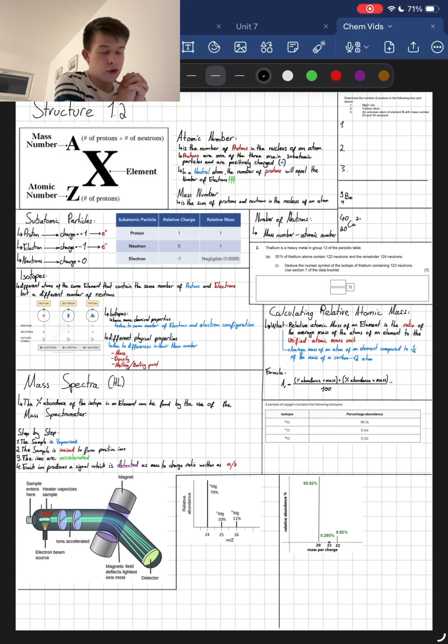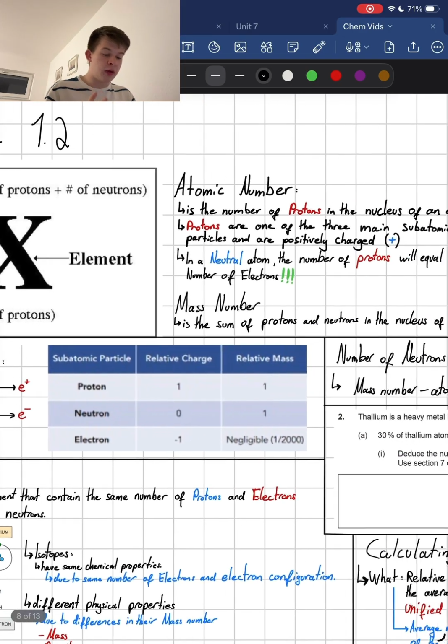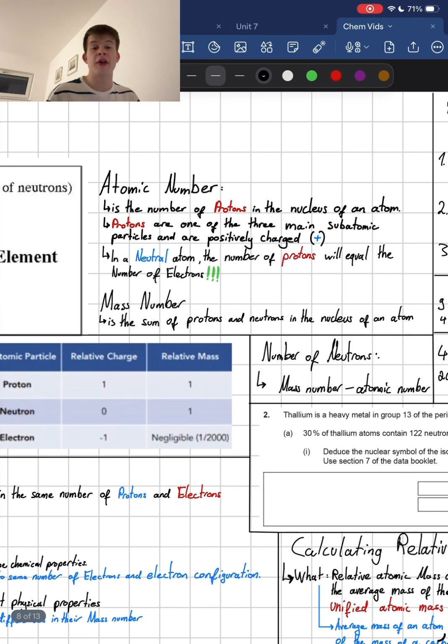For this unit we need to know specific definitions such as atomic number and mass number. If you have an element, the mass number is the sum of protons and neutrons, while the atomic number is just the number of protons. An atomic number is the number of protons in the nucleus of an atom, and protons are one of the three main subatomic particles. They are also positively charged, and in a neutral atom the number of protons is always equal to the number of electrons. On the other hand, the mass number is the sum of protons and neutrons in the nucleus of an atom.